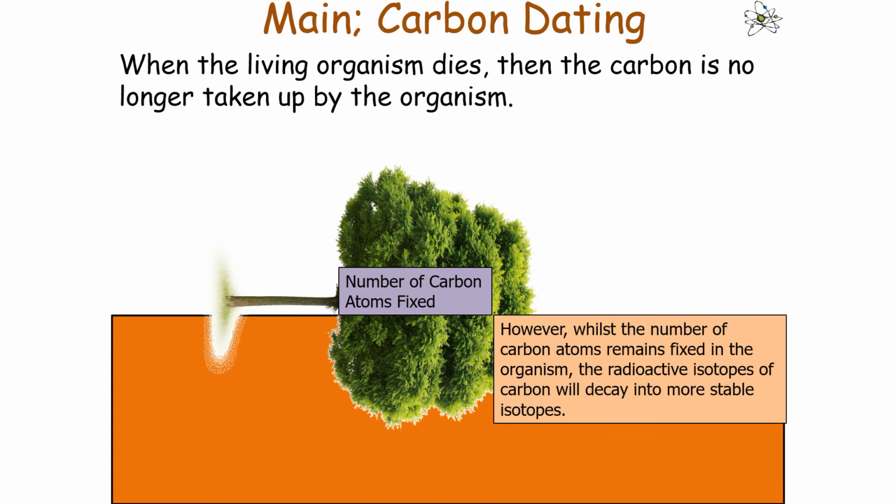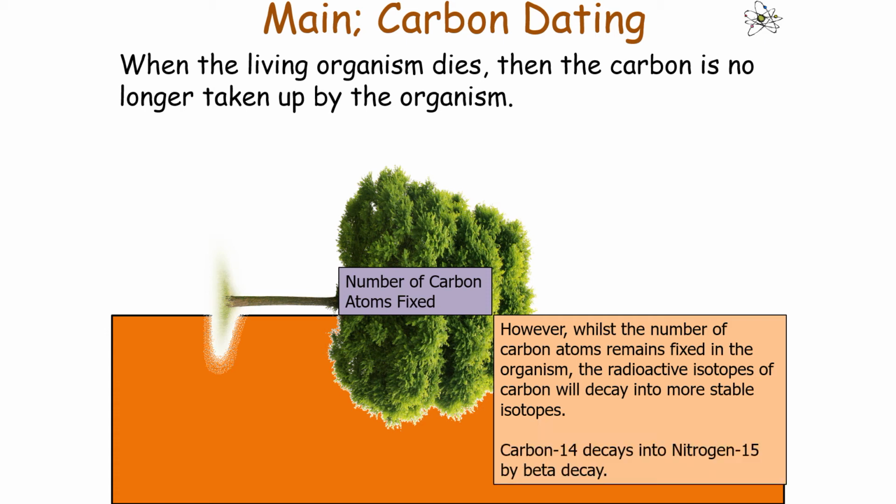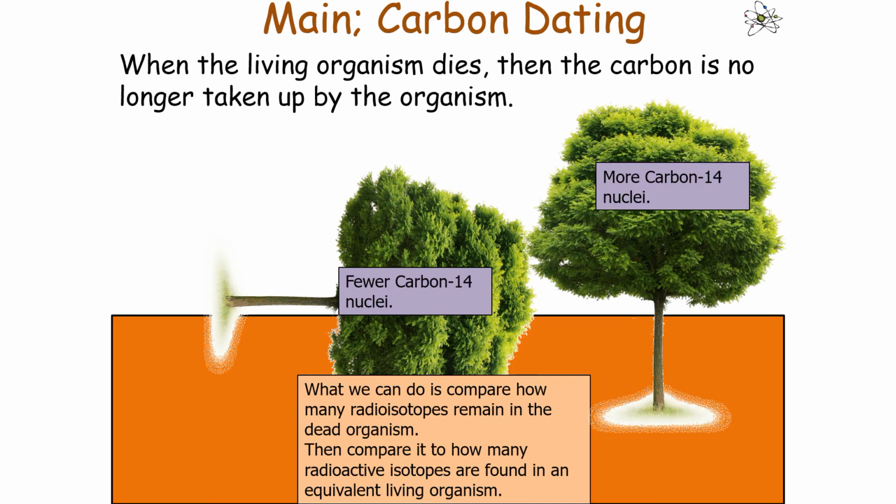If we say the number of carbon atoms remains fixed in the organism, the number of radioactive carbon-14 isotopes will decay into more stable isotopes over time. Carbon-14 will decay into nitrogen-15 by beta decay, and as it's producing a new element, we call that transmutation. Now, what we can do is compare how many radioactive isotopes remain in the dead organism and compare it to how many radioactive isotopes are found in the equivalent living organism.